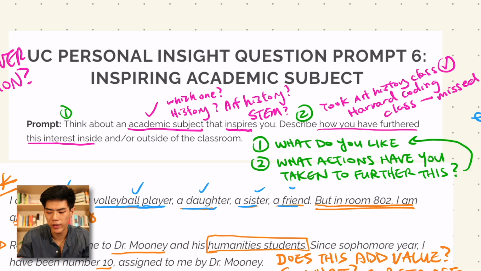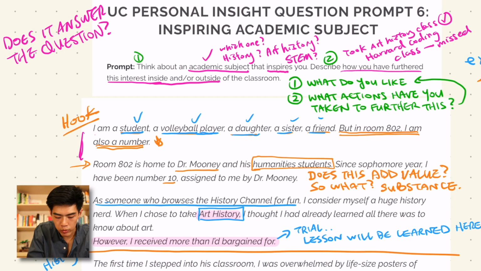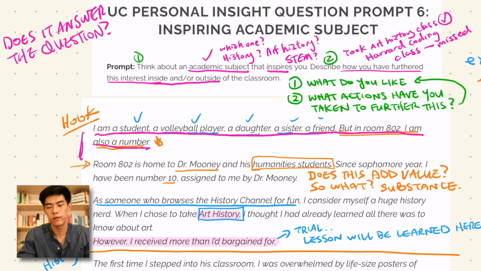Well, missed opportunity, because he only mentioned it briefly. Does he have other activities? Surely, but he spent too much time setting up I am a student, a volleyball player, a daughter, a sister, a friend, but in room 802, I am also a member. Looking back, this sentence and the next one, room 802 is home to Dr. Mooney, blah, blah, blah, blah, really don't have much substantive meaning, right? This is why you want to always be mindful and ask yourself the question, so what? Am I answering the prompt?